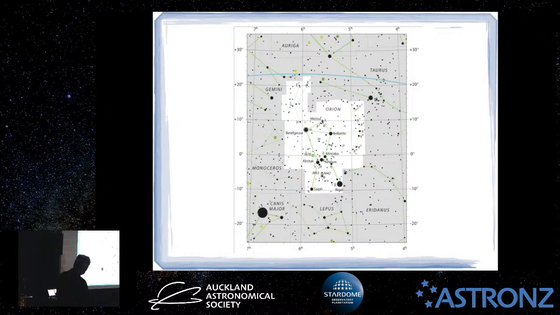So here's an example of a modern constellation. It's Orion again. And as you see, to keep the tradition, they have to have quite a complicated boundary with a lot of little kinks in it to get the stars that were traditionally known to belong to that constellation within the boundary.